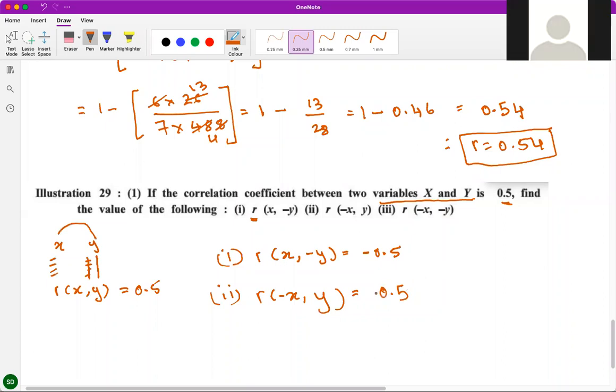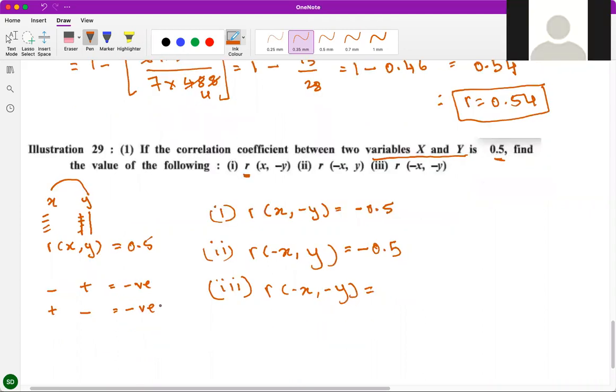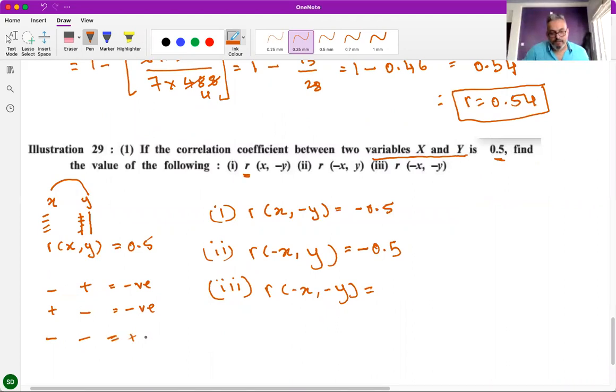It will be plus, minus. So minus plus is minus, plus minus is also minus, negative. Okay. Now what happens for the third one? R minus x comma minus y. तो क्या हो जाएगा? It will remain same. Minus will become plus, positive.